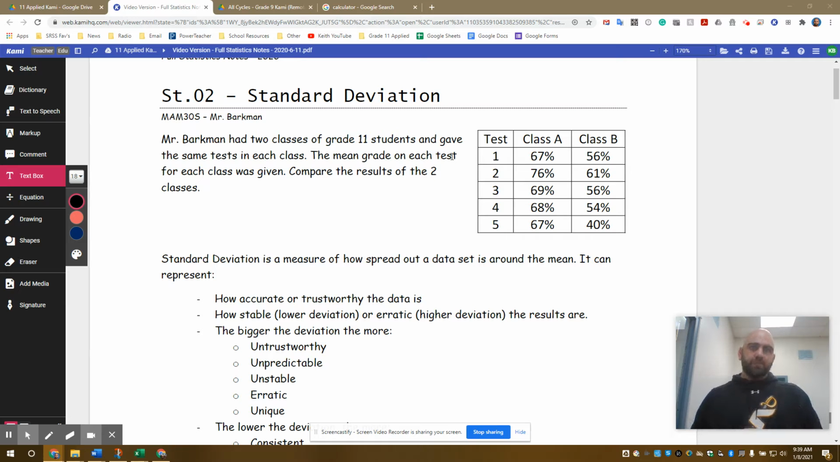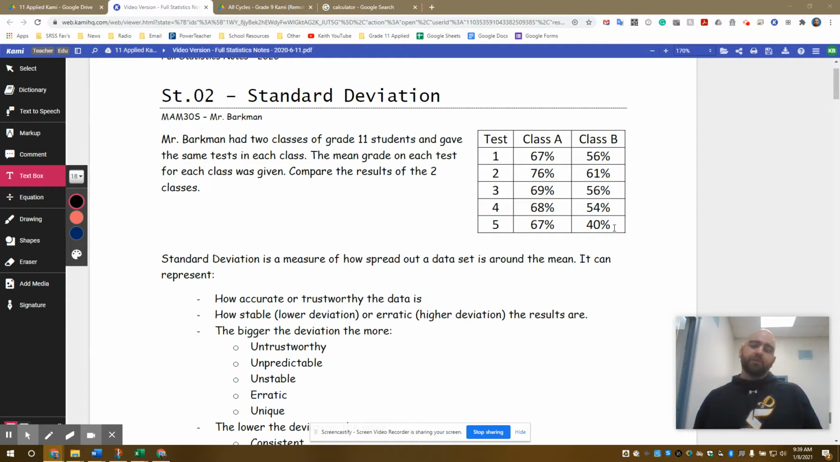Mr. Barkman had two classes of grade 11 students and gave the same test in each class. The mean grade on each test for each class was given. Now let's compare the results of the two classes. You'll see class A over here. On the first test, they got 67%, second test, 76, third test, 69, 68, and 67. This is the first group here. The second class had these 5 scores as their averages for the test.